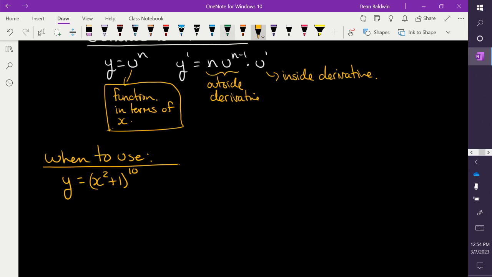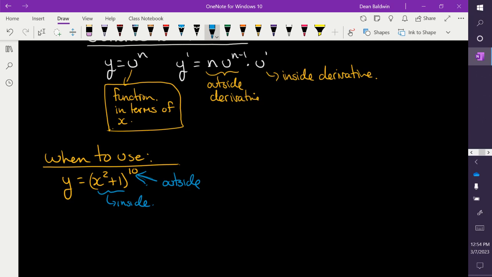What would the outside function be of this? Yeah, it's the power of 10. It doesn't really matter what the variable is, but the power of 10 is the outside. Obviously, x squared plus 1 is the inside function.